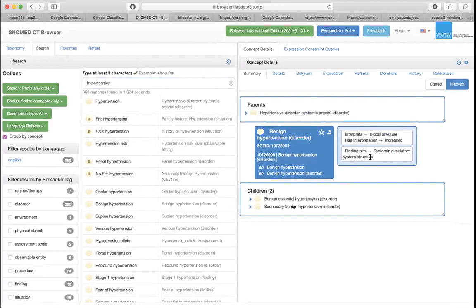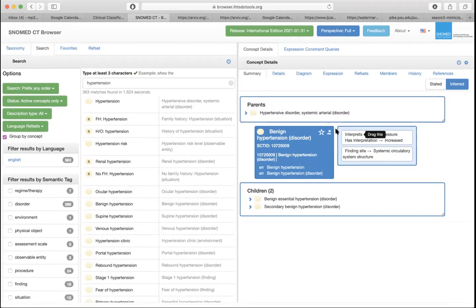순환계에서 이제 주로 발병이 된다. 예, 그런 말입니다. 네. And interprets, I'm not really sure what this is. Interprets, blood pressure has interpretation. Has interpretation increased.